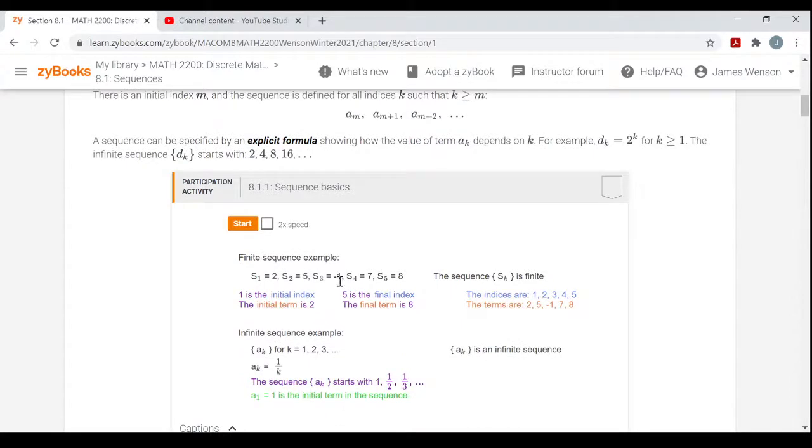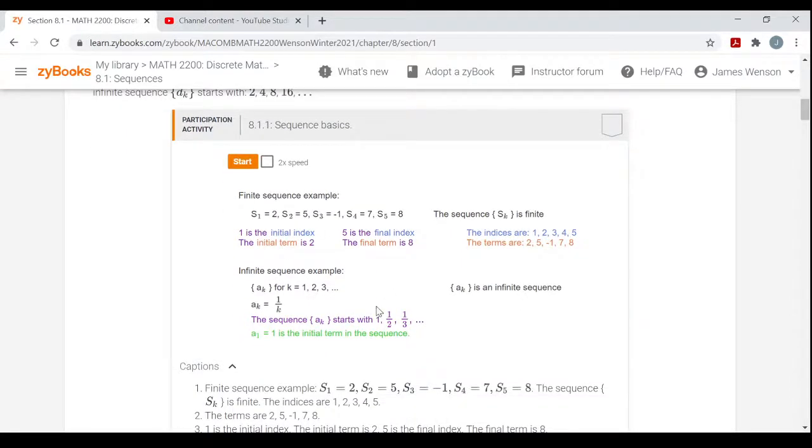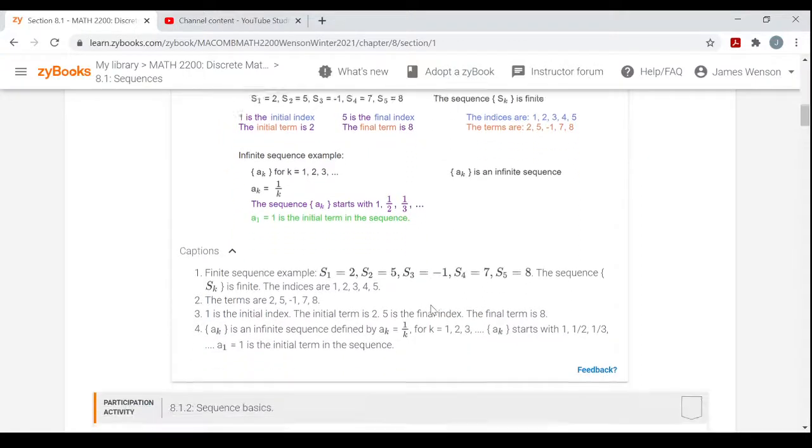All right. So here's an example. I'll let you play this on your own. This is pretty simple stuff, I feel.